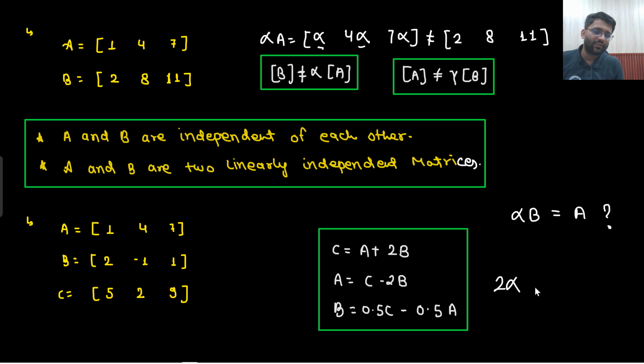Multiply this with the constant factor, this will become 2 alpha, this will become minus 1 alpha, and this will become alpha. That should be equivalent to 1, 4 and 7. From here alpha value is minus 4, from here alpha value is 7, from here alpha value is 1 by 2. That means it is not possible.